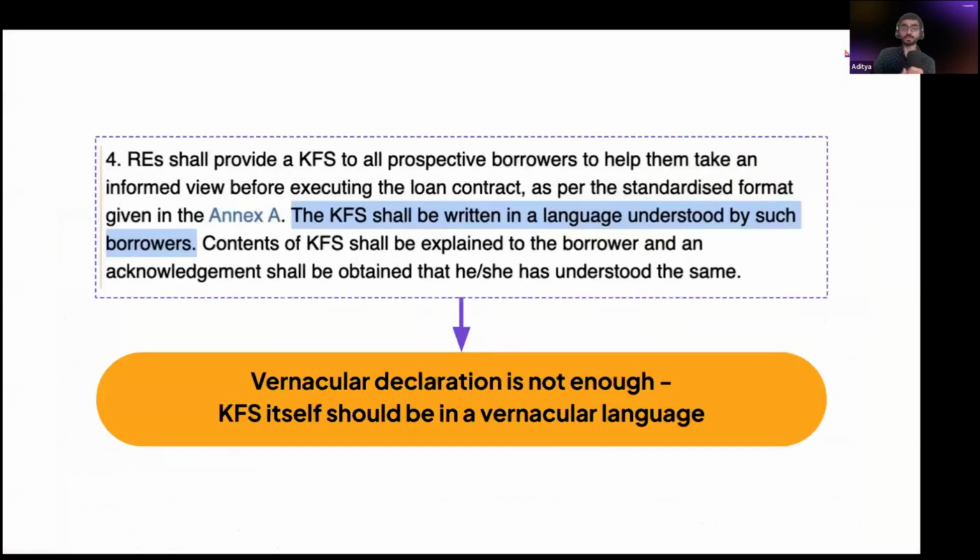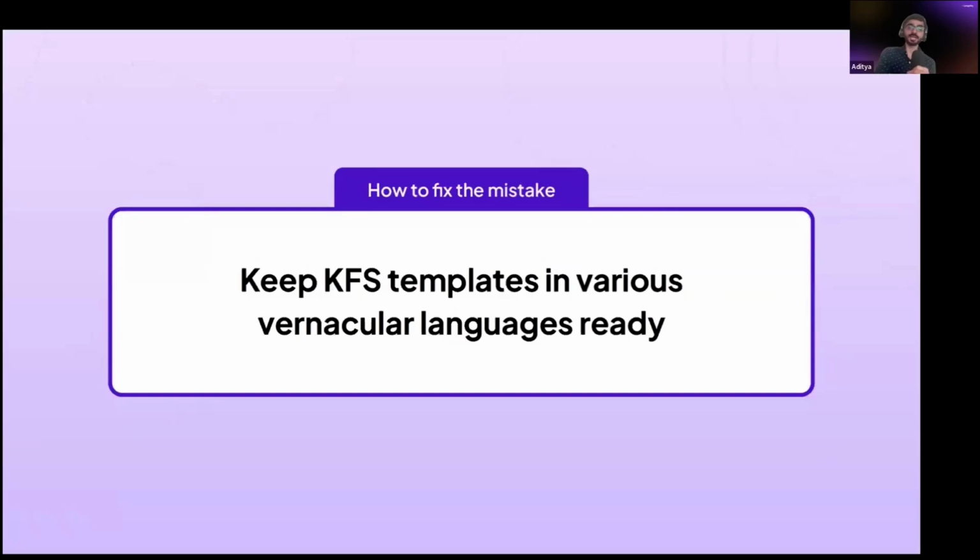But the KFS, fortunately or unfortunately, however you want to look at it, the KFS rules are quite clear. The KFS must be written in a vernacular language. This means that a vernacular declaration is not enough because a vernacular declaration is not a KFS. The KFS itself must be in a vernacular language. There's no other gray way to read this. It's black and white. And so the solution is simply to offer the KFS in a vernacular language.